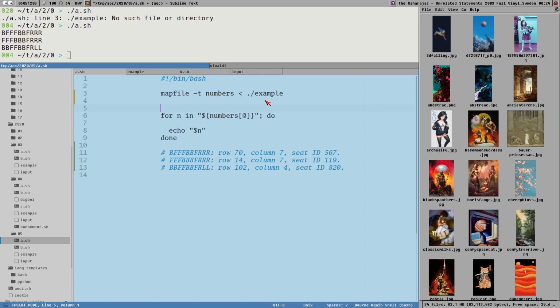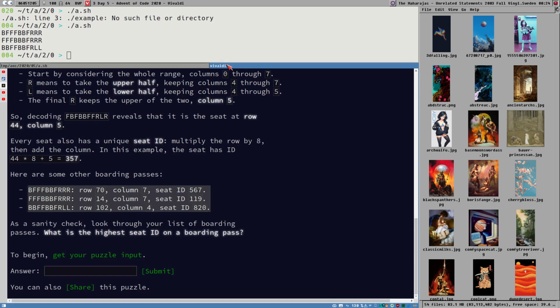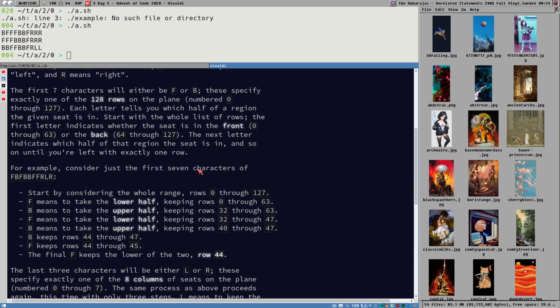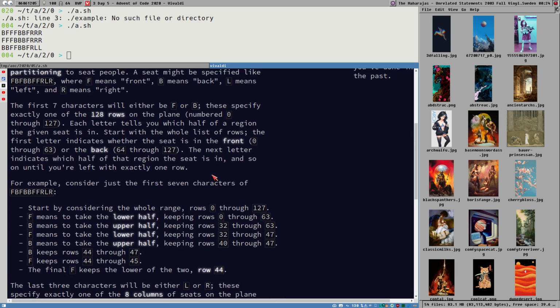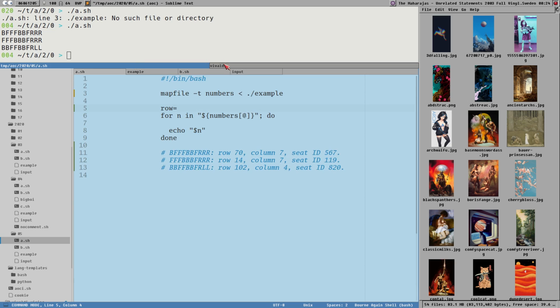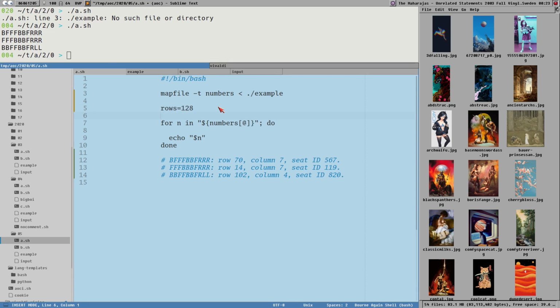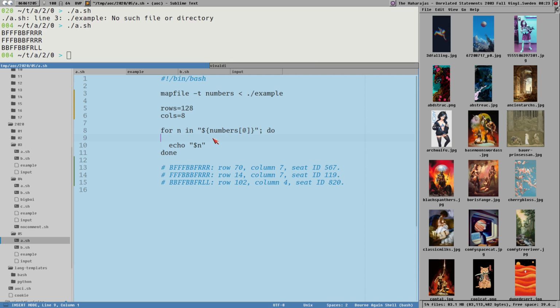Okay, so the last three are the columns. So what did we have now? Rows is equal to 128, and 8 columns. 128 rows, 8 columns. Rows 128, cols 8. Okay, then I guess the first thing we do here is split this. We get this in one string and this in a different one.